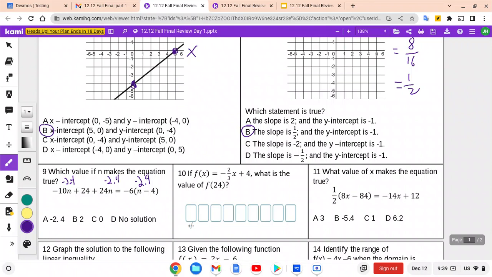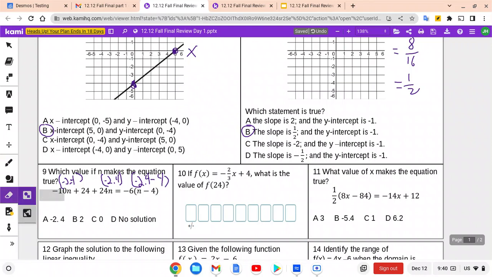And you could even do that in Desmos if you didn't want to bother with the calculations. You just plug in the left-hand side, but you would do parentheses, like -10(-2.4) + 24 + 24(-2.4). And then you'd start another line in Desmos or in the calculator, -6(-2.4), and you could go ahead and do -4. If you get two equal answers, you know you got the right answer, and if you don't, you got the wrong answer.